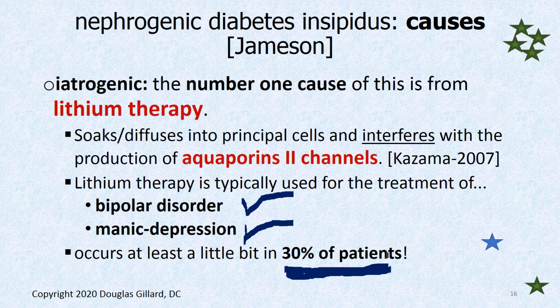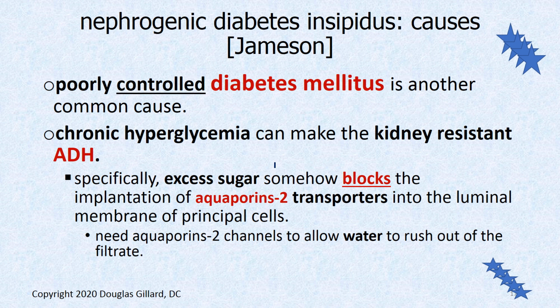How does that work? The lithium soaks into the principal cell and gets into the gene that makes aquaporin 2 channels. Remember, aquaporin 2s are the ones that are immediately put in the luminal side of the principal cell so they can suck water out of the lumen, in order to get water out of the filtrate. And so the lithium interferes with the production of aquaporin 2 channels. It's reversible once you stop the lithium, by the way.